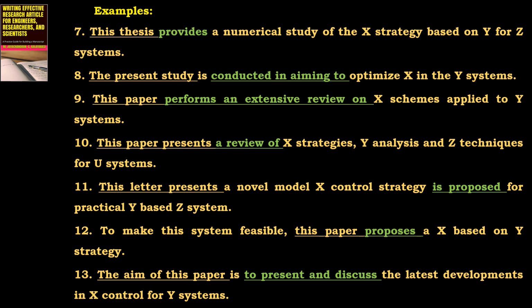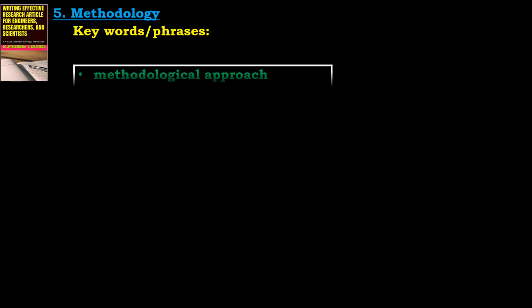10. This paper presents a review of X strategies, Y analysis, and Z techniques for U systems. 11. This letter presents a novel model X control strategy for a practical Y-based Z system. 12. To make this system feasible, this paper proposes an X based on the Y strategy. 13. The aim of this paper is to present and discuss the latest developments in X control for Y systems.